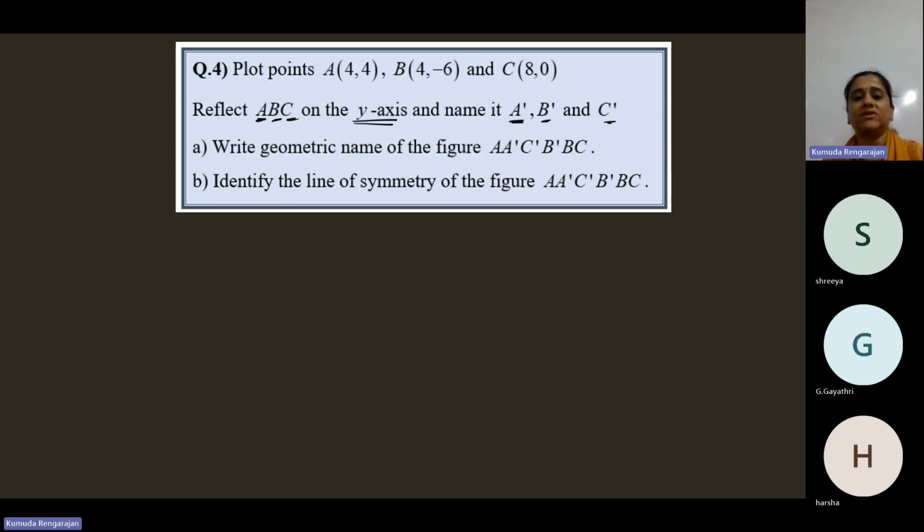Write the geometrical name of the figure A dash, C dash, B dash, B, C. See, it's like this. Write the geometrical name for the figure A, B, C, D, E, F.